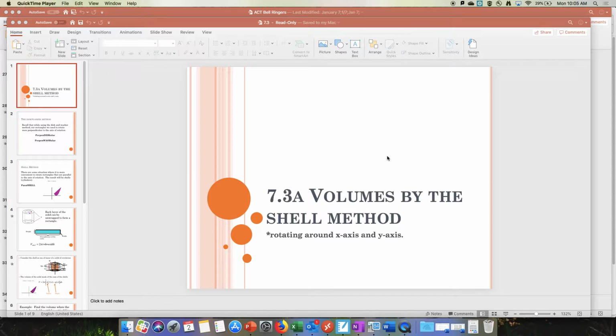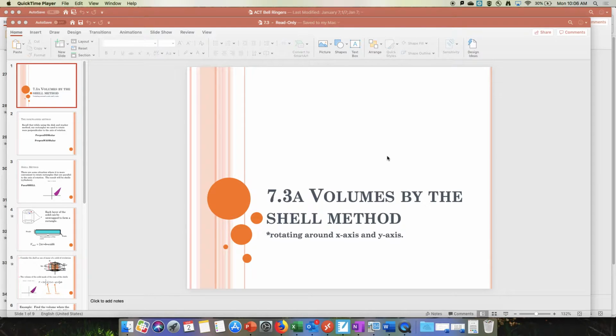Now, what kind of rectangles did we need when we did the disc washer method? How were they in relation to the axis of rotation? So if we were rotating around the x-axis, they were perpendicular. Well, now we're going to take parallel rectangles and rotate them around an axis of rotation.